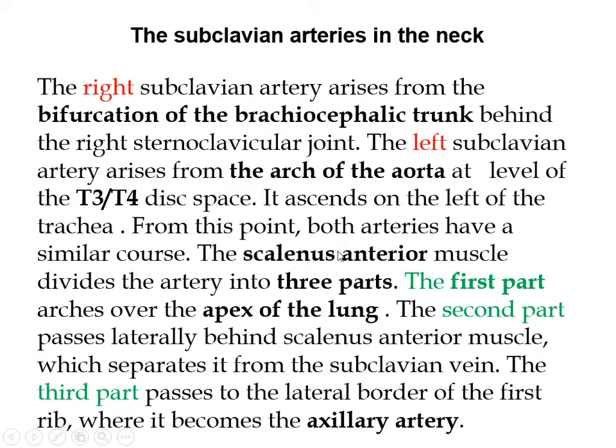The scalenus anterior muscle divides it into three parts. The first is medial to it. The second part is behind the scalenus anterior, while the third is past the lateral border of the scalenus anterior, to form the axillary artery.